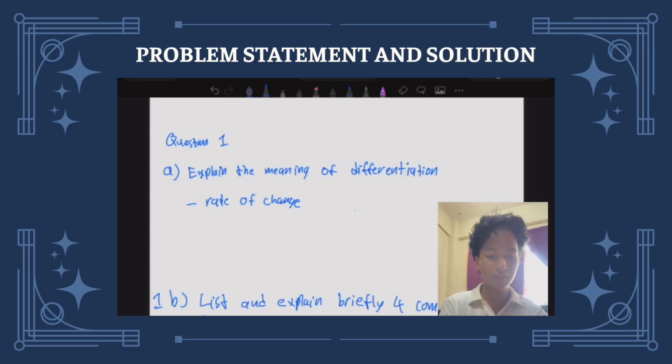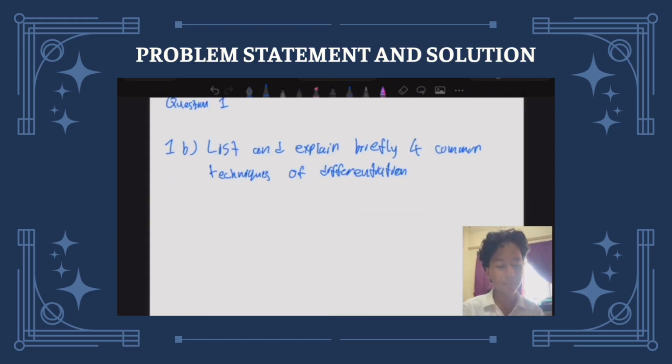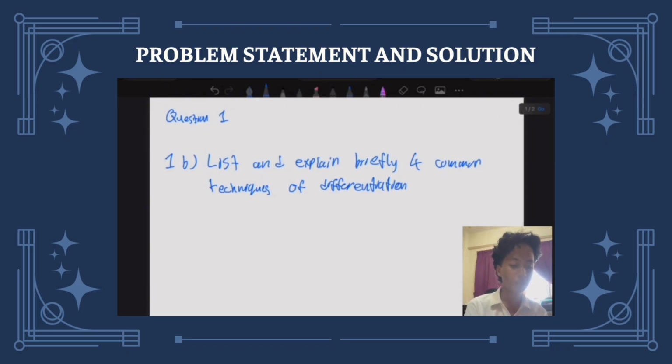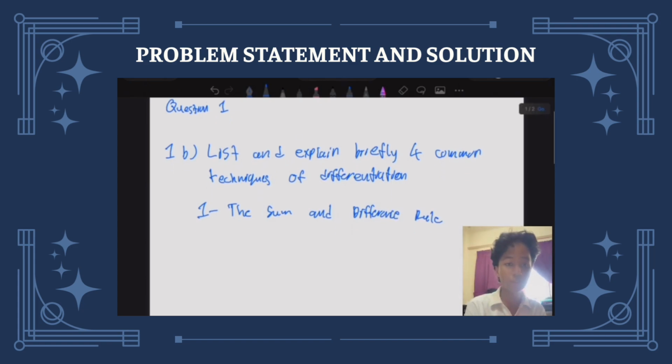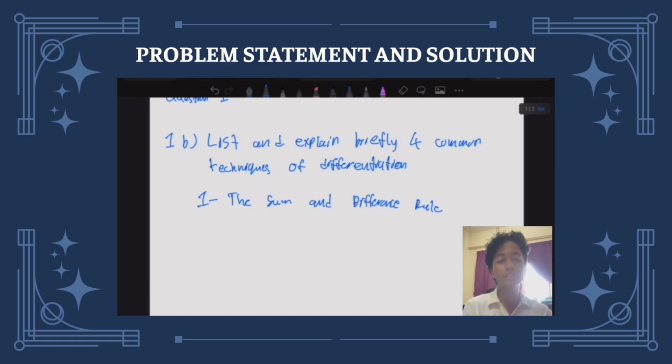So we move on to another question, 1b. List and explain briefly 4 common techniques of differentiation. Number 1, the sum and difference rule. This rule tells us that calculus plays nice with basic addition and subtraction. If you have an algebraic expression with multiple terms added or subtracted together, you don't need to panic. You can simply differentiate each term individually, one by one, keeping the plus or minus signs exactly where they are.